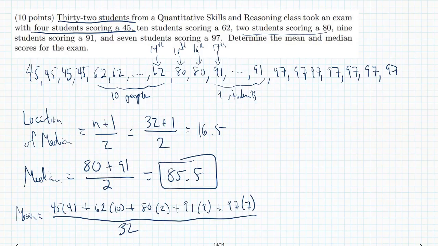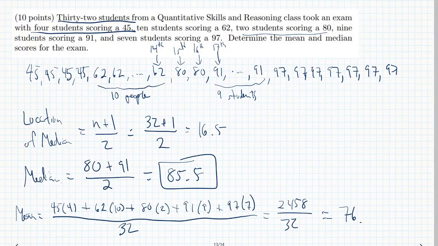All right, so we'll pull out our lucky old calculator and we'll plug those in. And what do we get? So 97 times 7 is the last one. So if we get it, we get 2,458, I believe. So you can double check me on this. Divided by 32. And that should give us 76.81. And that is our final answer for that.